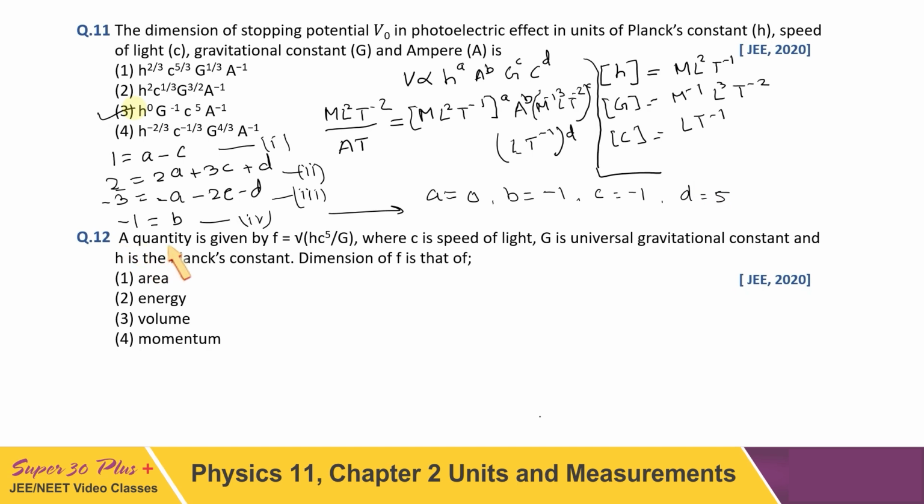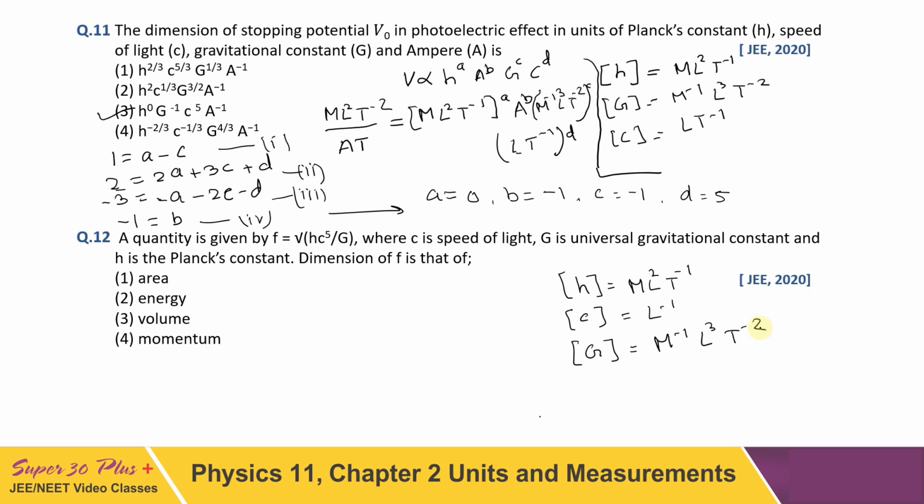A quantity is given by F is equal to under root h c to the power 5 upon G, where c is the speed of light, G is the universal gravitational constant and h is Planck's constant. It is asking for the dimension of F. Now see, this is h c to the power 5 upon G. We can use the earlier result in which I had written the dimension of h as m L2 T minus 1, c as L T minus 1 and G as m minus 1 L cube T minus 2.